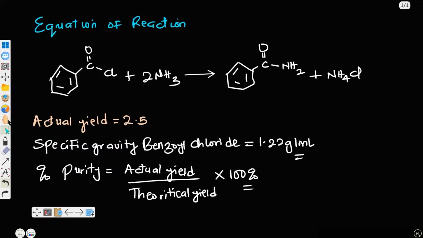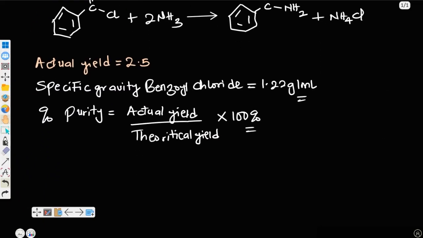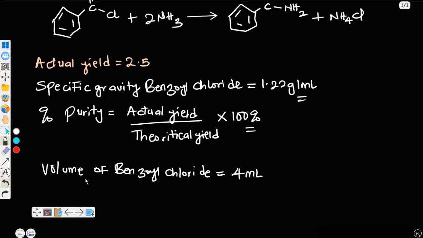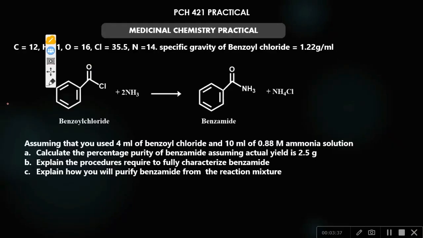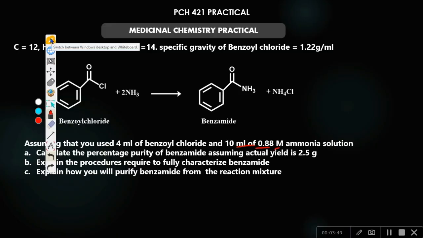So you can come here and say volume of benzoyl chloride equals 4 ml. Right? Exactly. Equals how many mil? 4 mil. Now you don't need any information concerning ammonia for now. Is that okay? You don't need any information concerning ammonia for now.